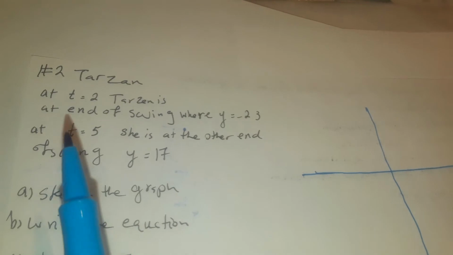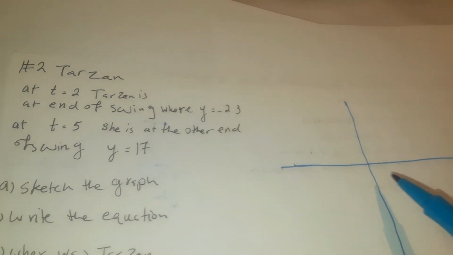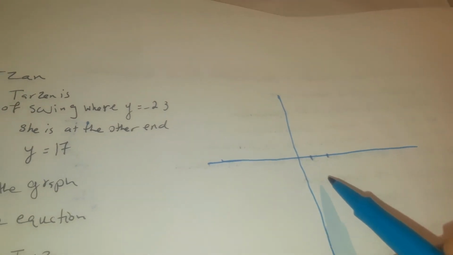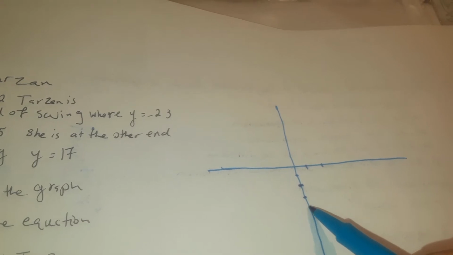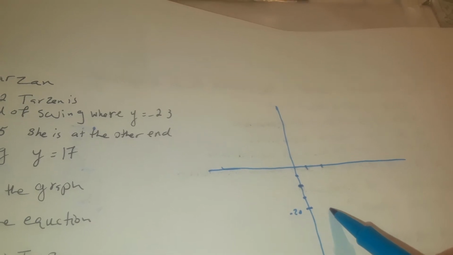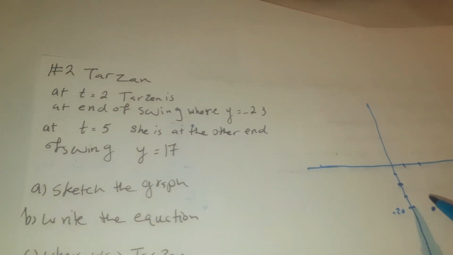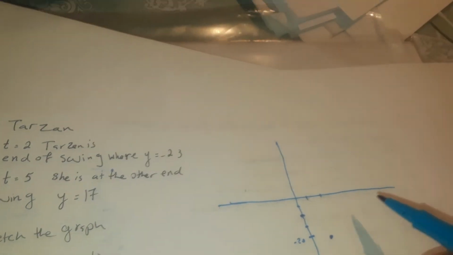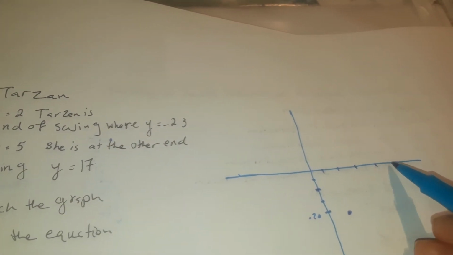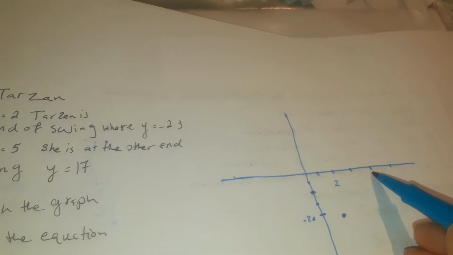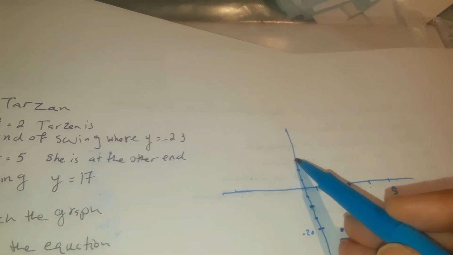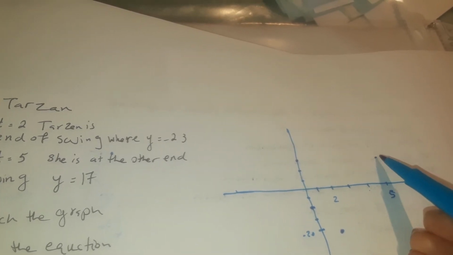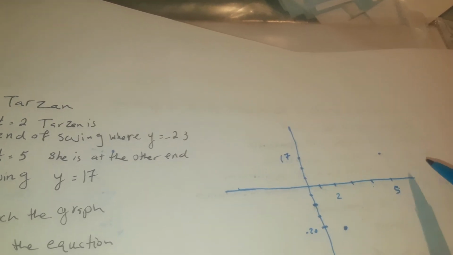So again, it said at 2 seconds, he's at negative 23. So let's say this is 2 seconds. So I go, this is 10. It's negative 20 is here, negative 23. So at 2 seconds is approximately here. At 5 seconds is at 17. 1, 2, 3, 4, 5. So this is 2, 3, 4, 5 is at 17. So it's roughly here, which I'm saying that this is 17.